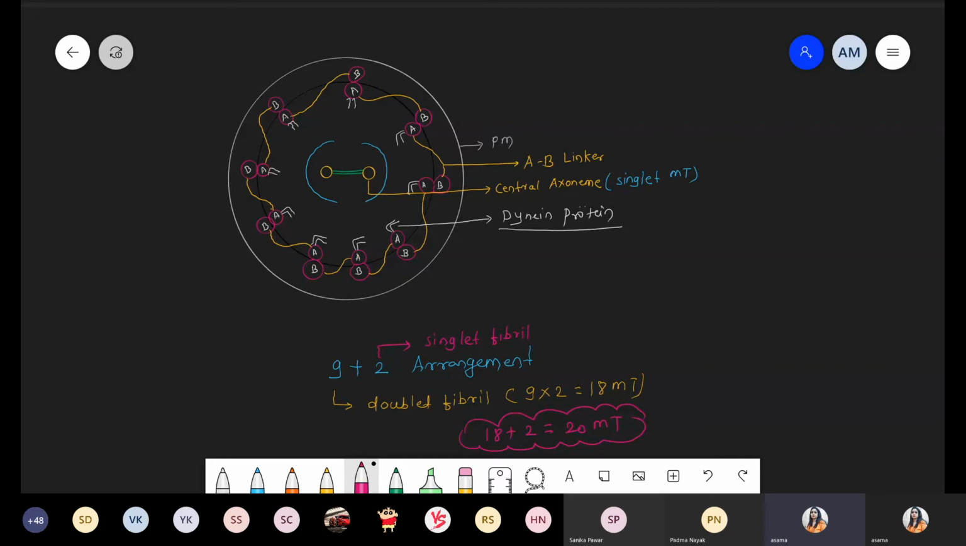Okay, so next part. AB linker holds the microtubules, no? These are the microtubules, na? AB linker is also made of microtubules. See, when we talk about the AB linker, central axoneme, dynein protein, all these are protein parts, except the plasma membrane. Plasma membrane कहाँ पे present है? It consists of lipid and protein and is present on the periphery. But the entire central structure is made up of protein, except the plasma membrane. Got it? Yes, okay, ma'am. Chalo.